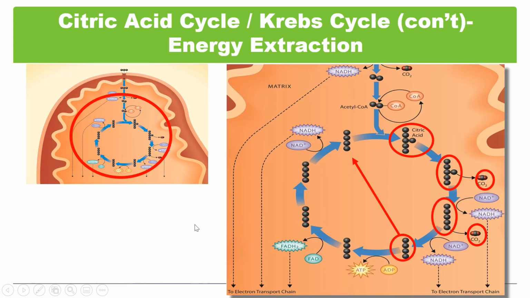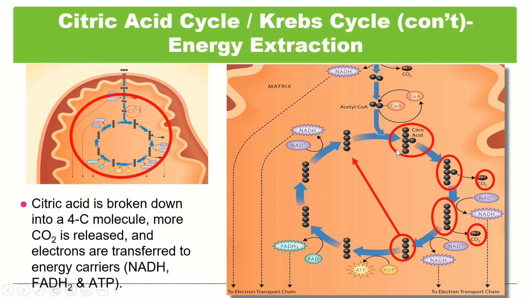Okay. So now we're going to try and get energy out of this 6-carbon molecule. That citric acid is going to be broken down into a 4-carbon molecule again, and more CO2 is going to be released. So you've got your 6-carbon, you're going to break off a carbon, release it as CO2. When you do that, you can produce some NADH, and you're left with a 5-carbon molecule. You're going to break off another CO2, you get some energy out of that, store it as NADH, and you're left with a 4-carbon molecule.